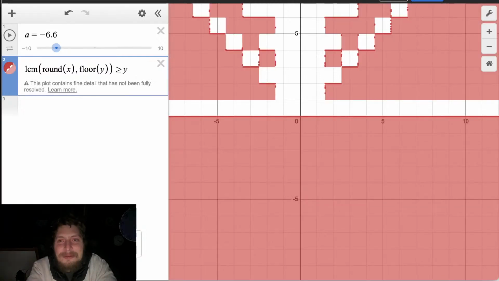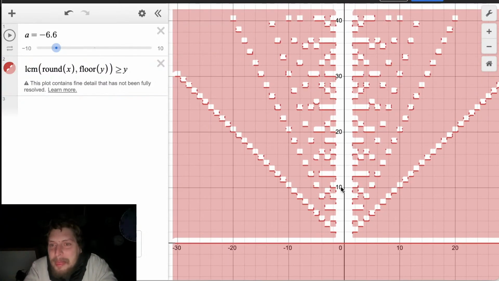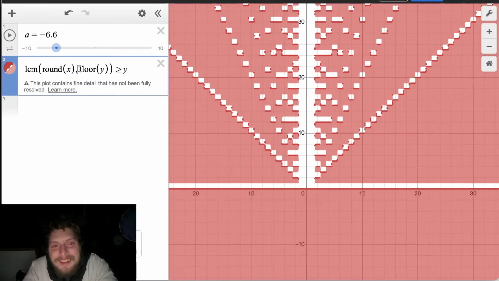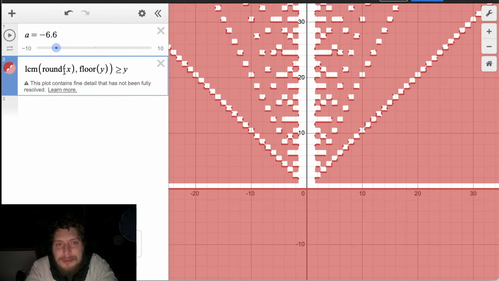It's greater than or equal to y. Oh, that was kind of cool. It made one of these. I'm surprised it actually worked and did something neat. What if they're both rounded? Okay. What if they're both the floor?